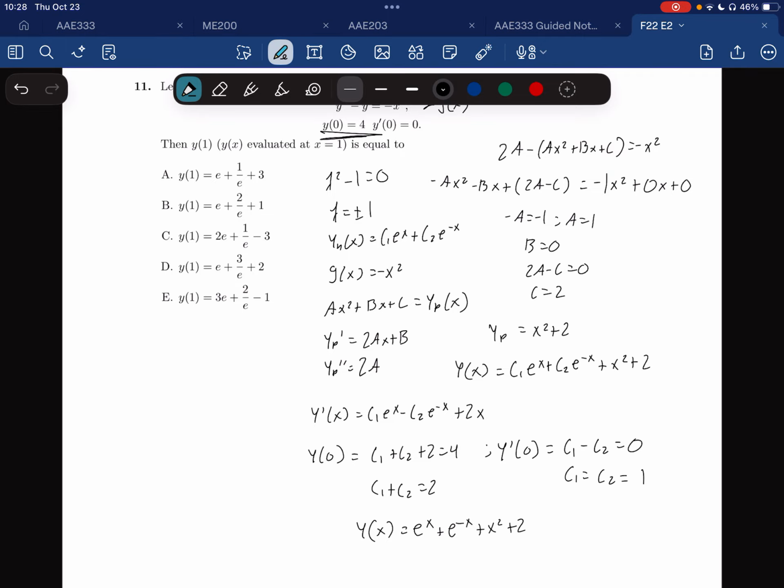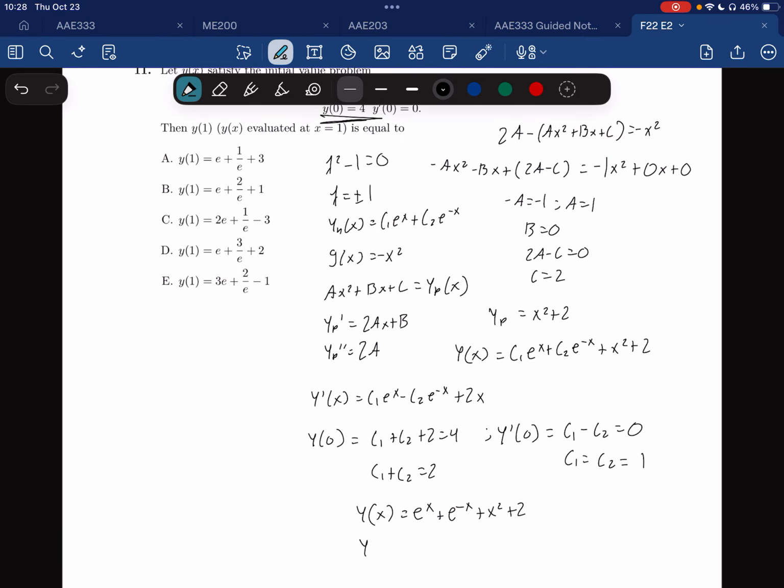And now we want to find y of 1. So y of 1 is equal to e to the 1 plus e to the minus 1 plus 1 plus 2. So your answer is A.